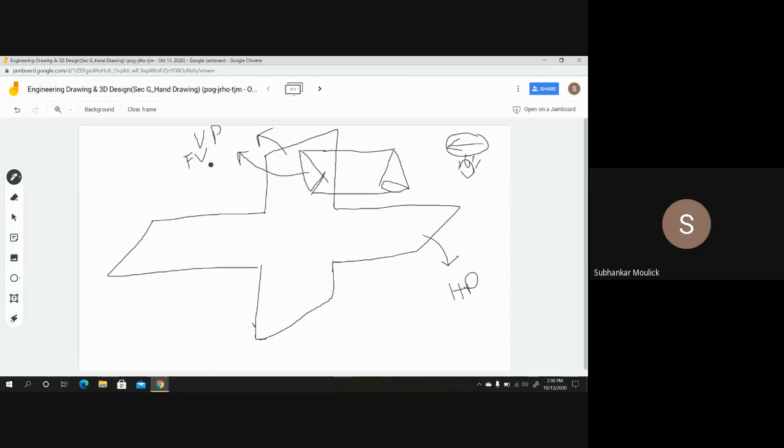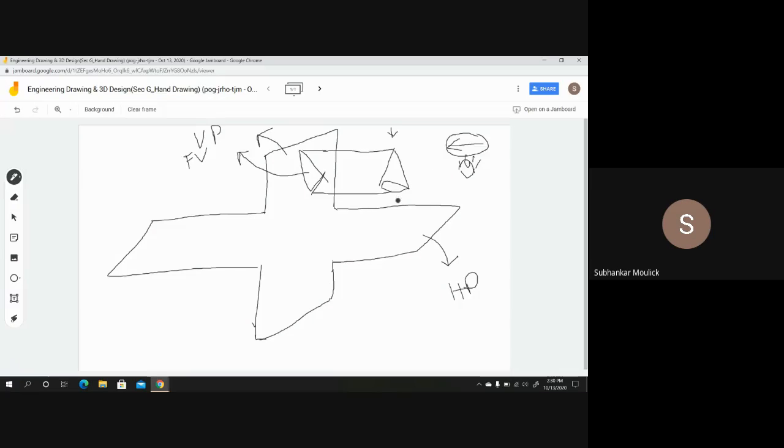Similarly, if the observer sees this object from the top direction, which view will he get? If the same observer observes this object from the top direction, which view will he get? He will get the top view. Very good. But in which plane will he get the top view? Yes, the horizontal plane.